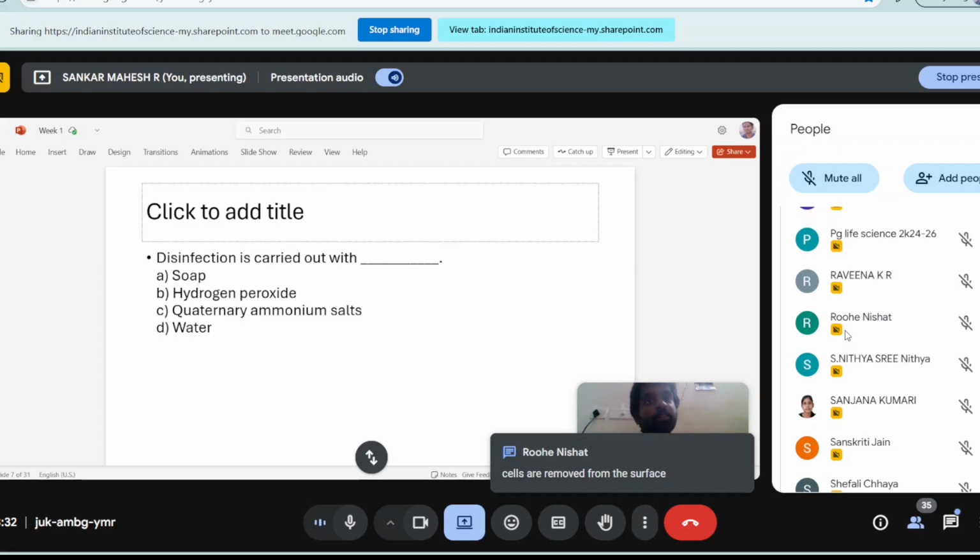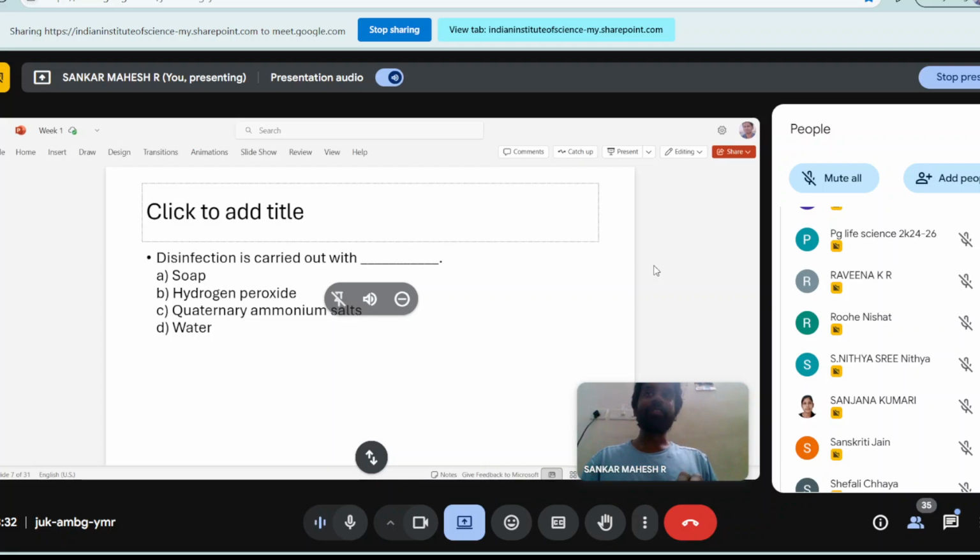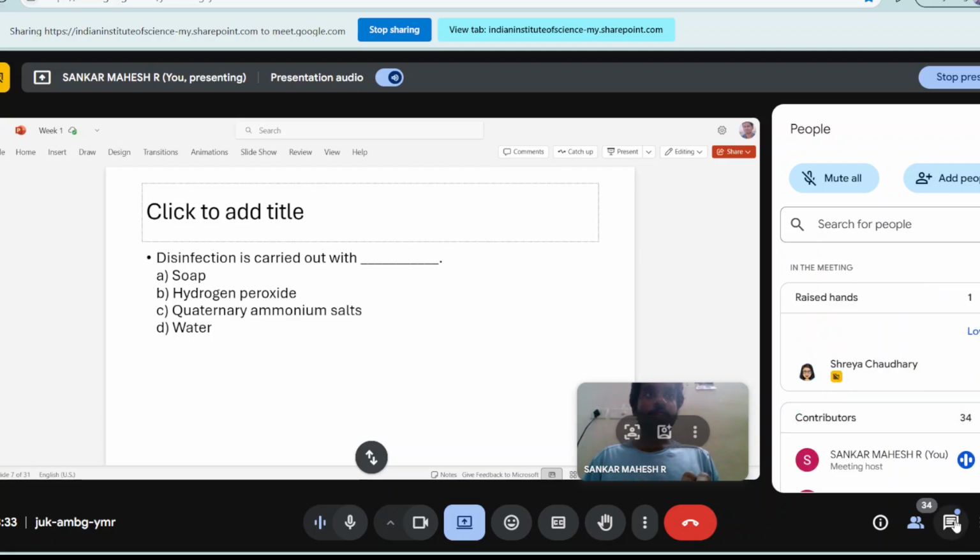Right. So you're saying disinfection is cells being removed from a surface. That's what even I would assume. So for that purpose alone, I would say soap would be the right answer, although in the prescribed text and the questionnaire, they say quaternary ammonium salt. I would say soap because soap doesn't kill, but rather it just removes. Other and stronger detergents would kill. So when you talk about soap, the concentration of soap matters.